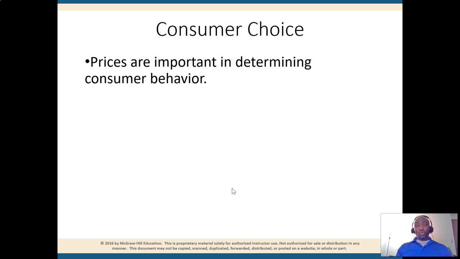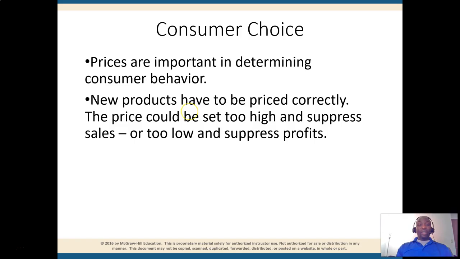So, consumer choices. Prices are important in determining consumer behavior. If the price is too high, people won't buy. If the price is low, people want to buy more. And price allows consumers to make choices between goods, just to make sure that the price is right. And as a business, you also want to make sure that you price your goods correctly so that people can buy, and it also helps you as a business to maximize your profit.